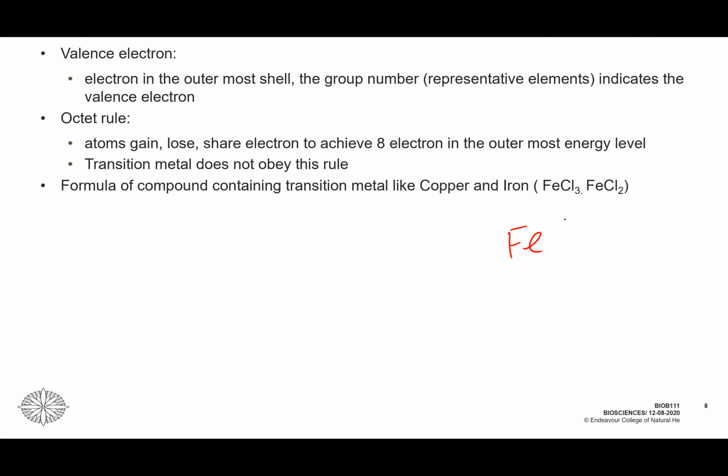It's a metal, a transition metal, so it is going to lose electrons, right? Chlorine is a non-metal, so it is going to gain. Chlorine is in group 7, it needs 1 electron. So from the formula, you can see there are 3 chlorines, 3 chloride ions. So that means the charge of iron should be 3.